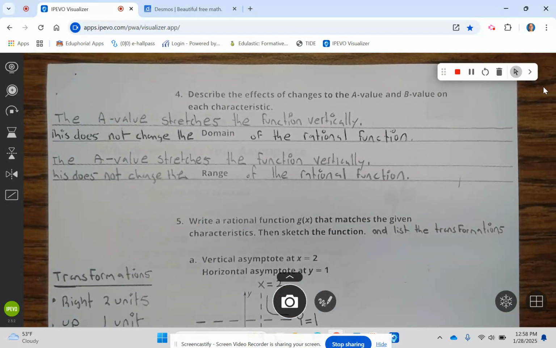4. Describe the effects of changes to the a value and b value on each characteristic. The a value stretches the function vertically. This does not change the domain of the rational function. The b value stretches the function horizontally. This does not change the range of the rational function.